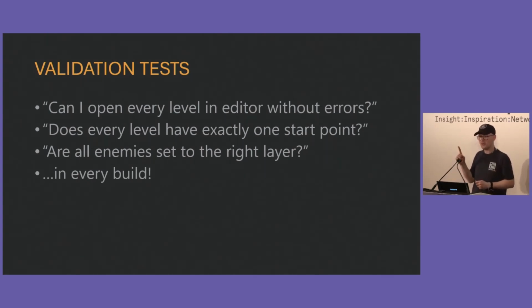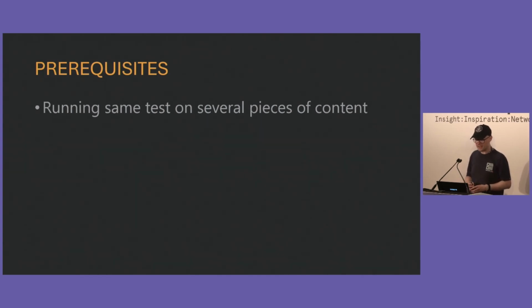There will only be 1 start point in each level. All the enemies will be on the right layer. It's really powerful. And I'm going to show you it's relatively quick to set up. The only thing you need is your test framework will have a way, you just have to go and figure out what it is, to take a test, 1 test, and then find all the pieces of content that apply to that test and run it once on each of them.